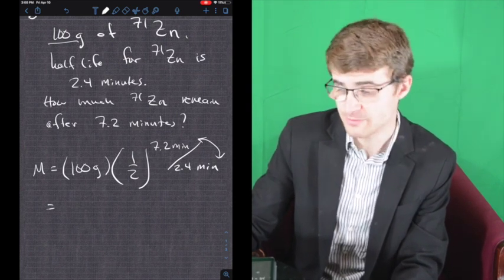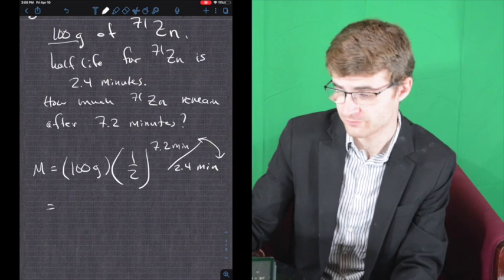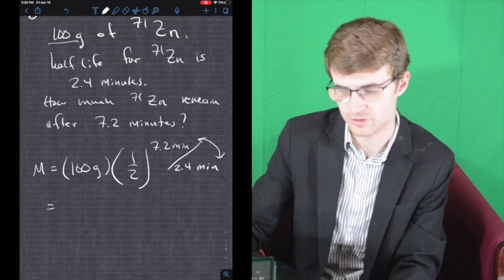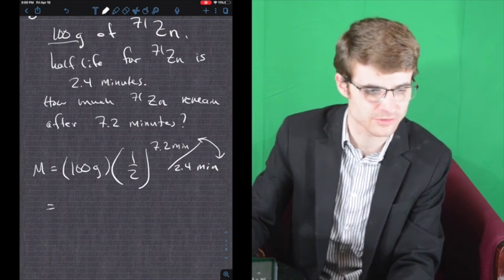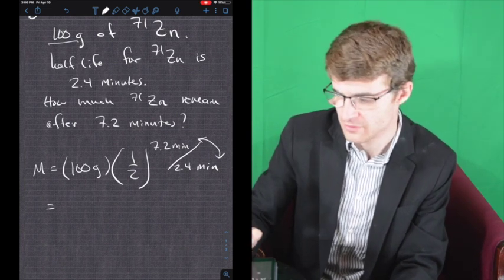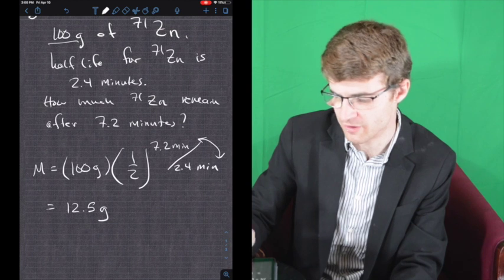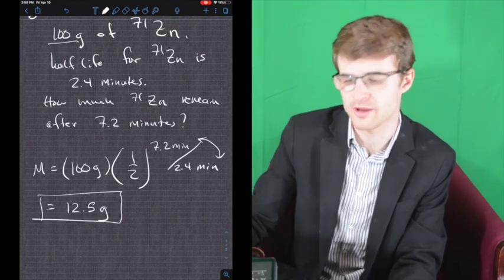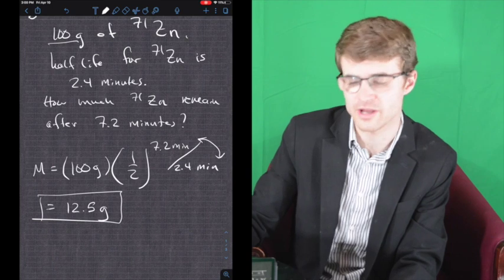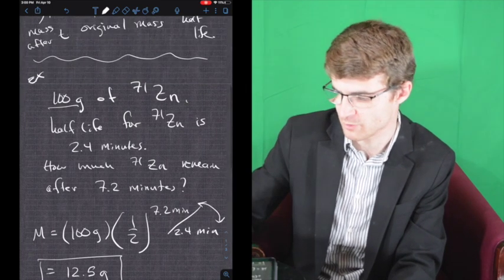So how much is remaining? Well, by the way, this looks like 3 half-lives there. If we throw this into our calculator, it's like we halved 3 times. So it turns out we get 12.5 grams. 12.5 grams of that radioactive substance would still be around after 7.2 minutes.